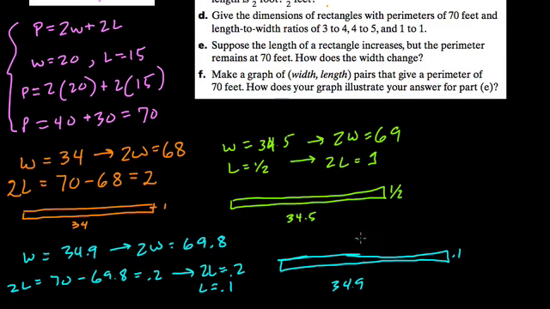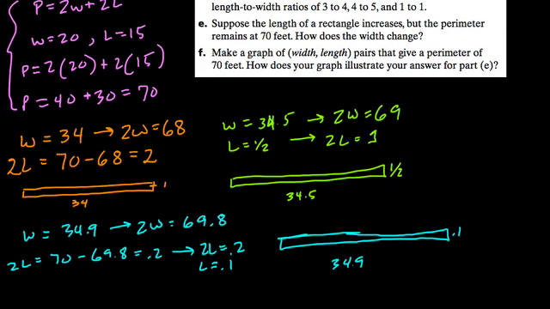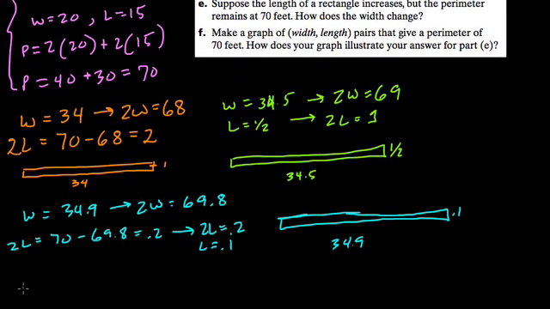So there is a limit here. It seems that the width can never be larger. It can never be equal to 35. It has to be less than 35, right? Width has to be less than 35, but it has to be greater than 0, right? We can't have a negative width.